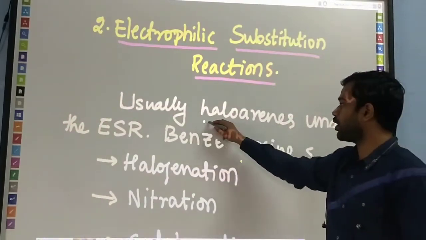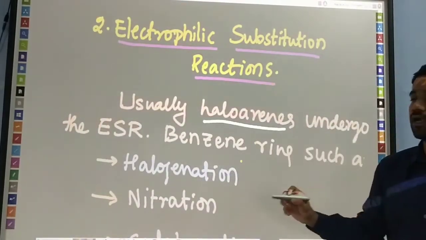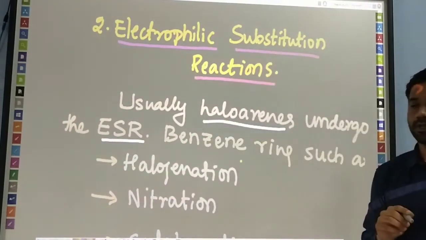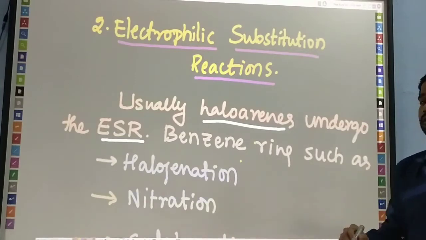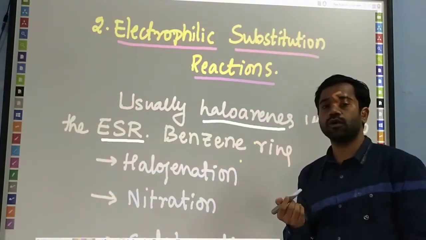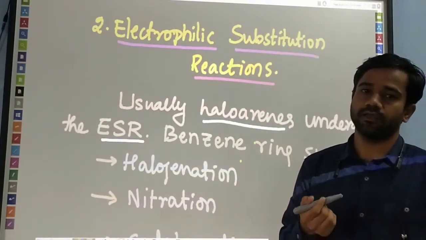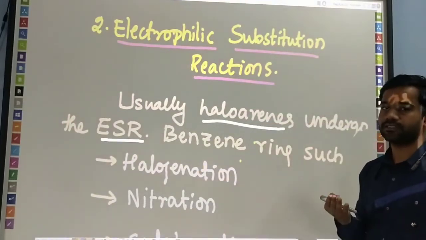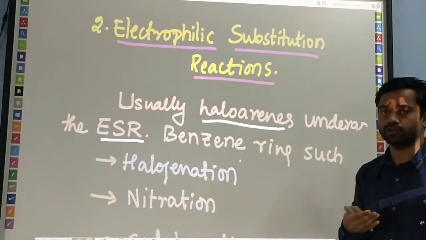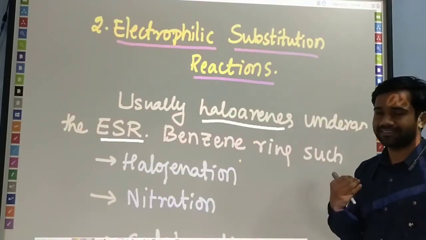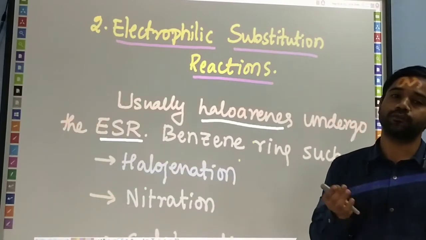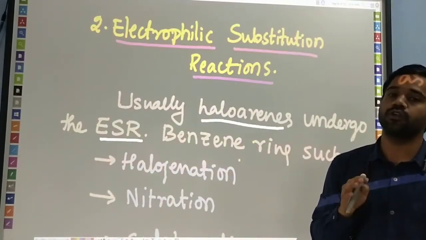Usually halogens undergo the electrophilic substitution reaction. Why? Because the benzene ring is highly electron-rich. The benzene ring has more conjugation, that's why it has more electrons in it. That's why it always favors the electrophile attacking it, not the nucleophile.